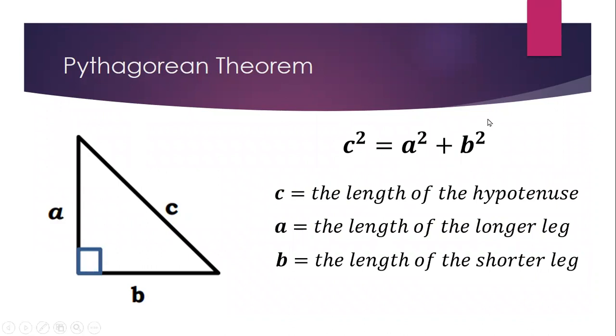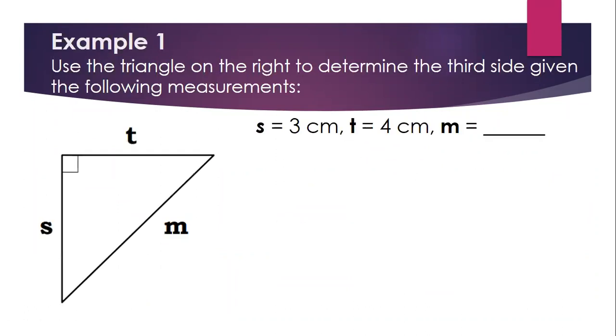So this formula, magagamit natin siya para makuha yung missing side ng right triangle. Let's have an example. Use the triangle on the right to determine the third side given the following measurements. So, pinalitan lang natin yung mga variables natin kanina. ABC, so this time we have MST. So M is our hypotenuse and S and T are our legs. So we have a given of S is equal to 3 centimeters, T is equal to 4 centimeters, and M is missing. M is our hypotenuse.